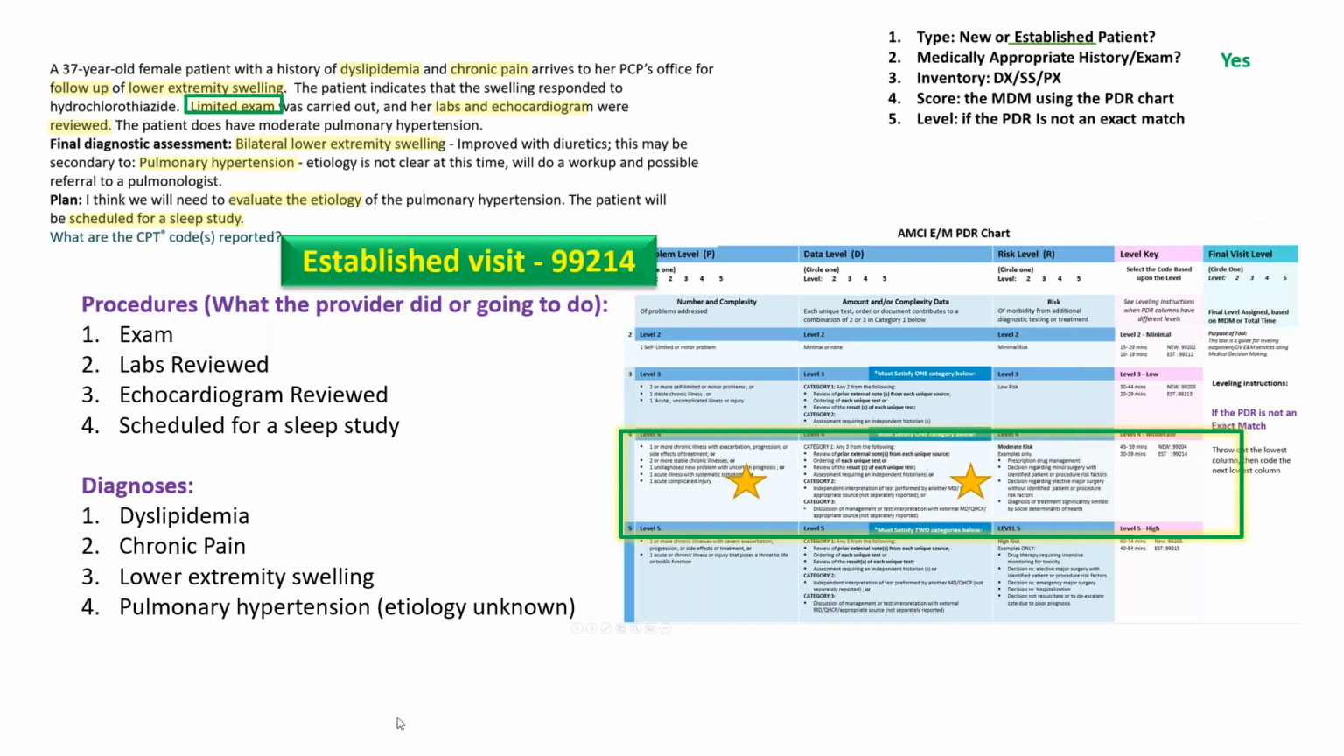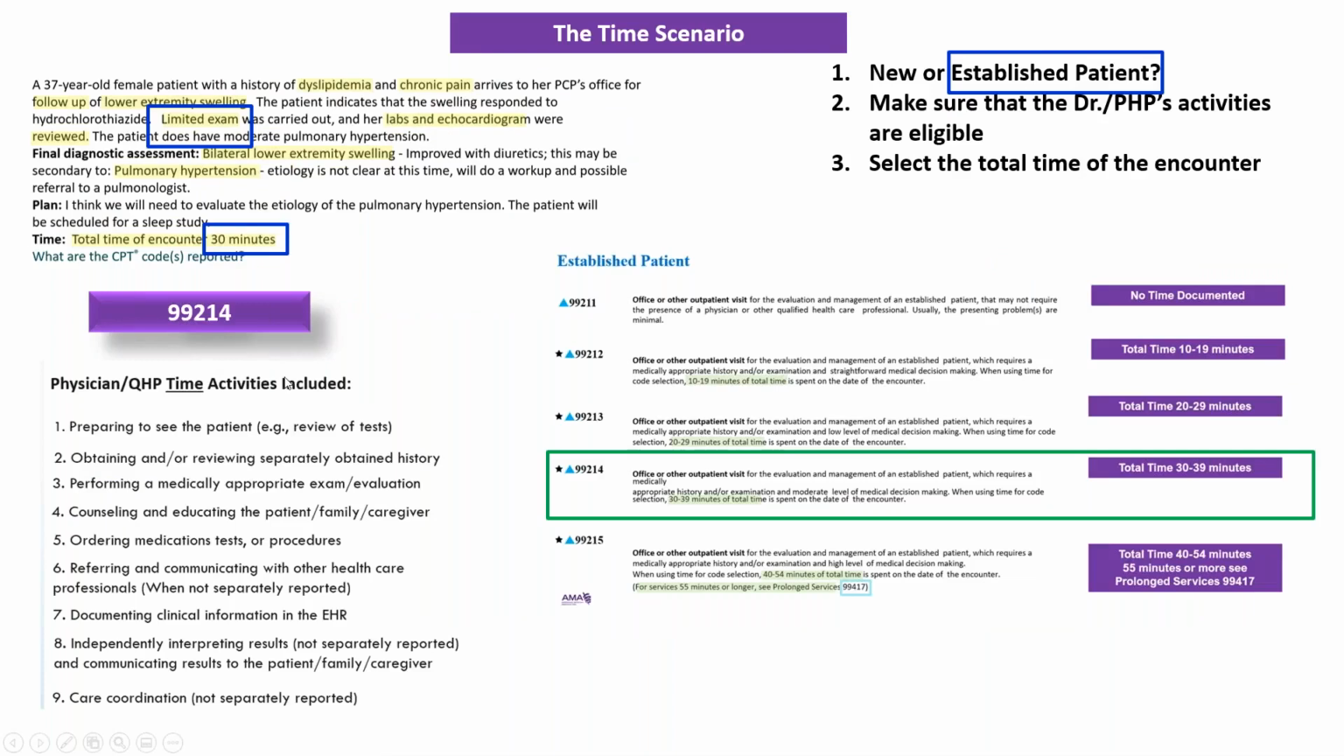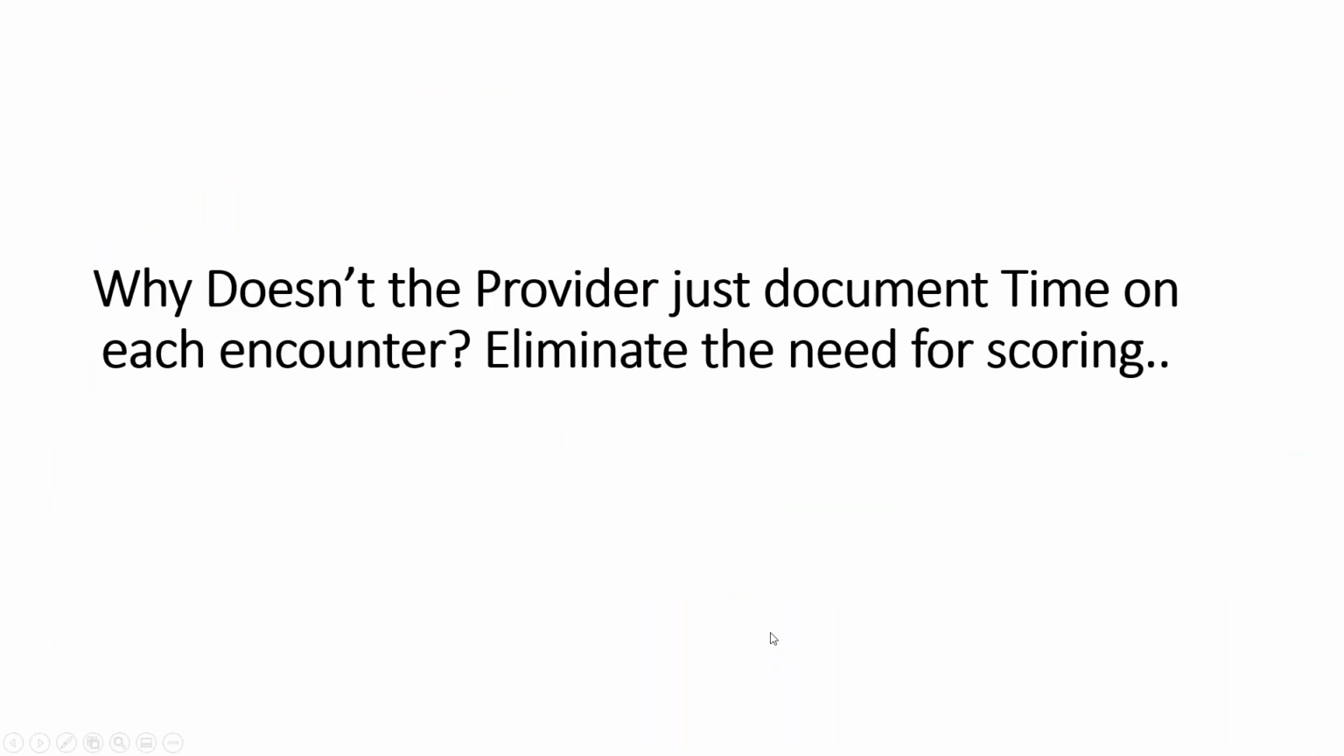All right. And also, just take a look. This is the scenario that we did based on time, and they too have the same exact code. So if they have the same exact code, somebody might say, why doesn't the provider just document time on each encounter and eliminate the need for scoring? Isn't that a good question? Right? Because time is easier. We can just go ahead, select the time, and boom, we got it. But I'm going to tell you why we can't do that.